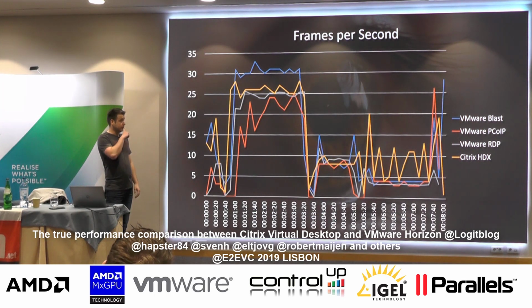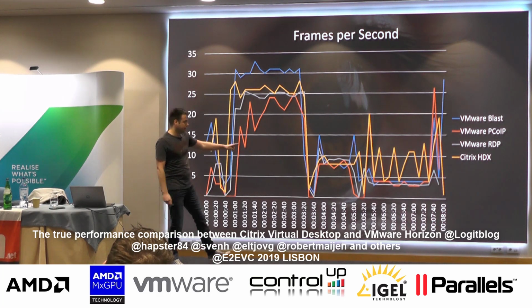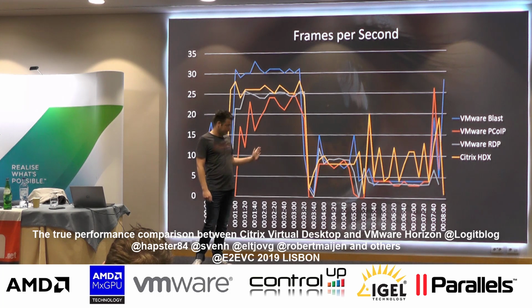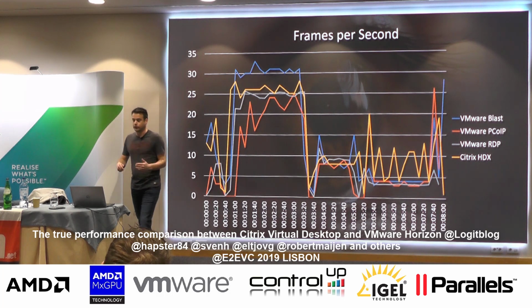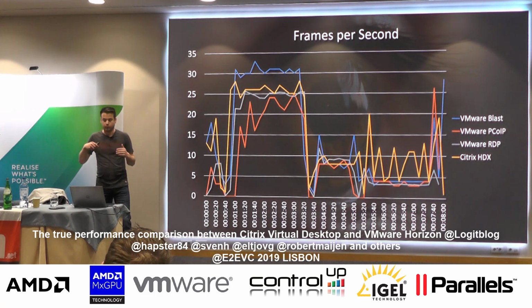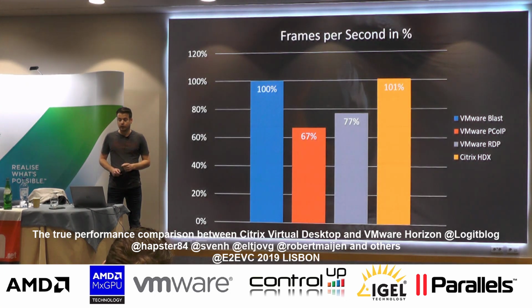So comparing the frames per second, you can really see that in the third half, VMware or Citrix is providing more frames towards the endpoint. But if you summarize everything again, it's Blast and HDX. It's similar, so we don't see any difference there.